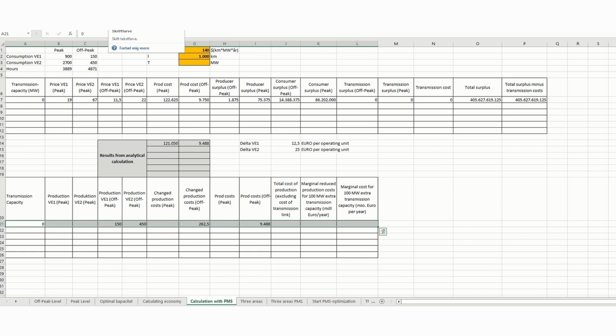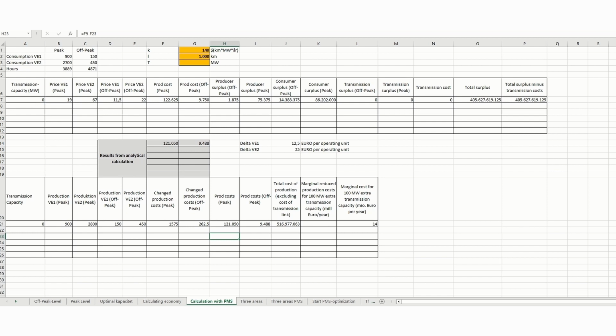also for peak calculations here. And then you can see that the peak production cost here is equal to the values we have calculated in the analytic calculation. We then increase capacity here, build a line between VE1 and VE2. We'll do that in the power market simulator.